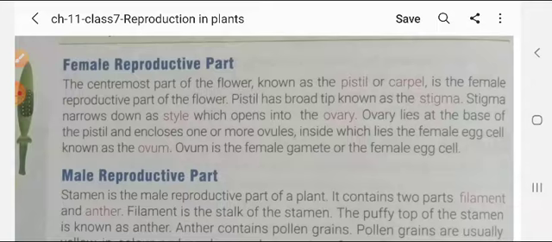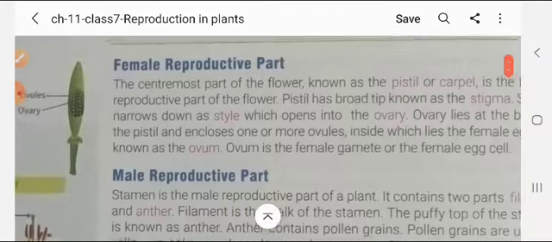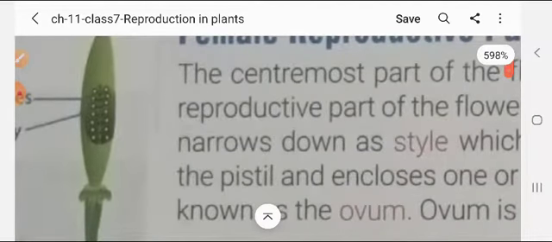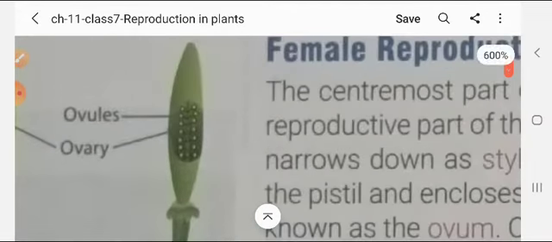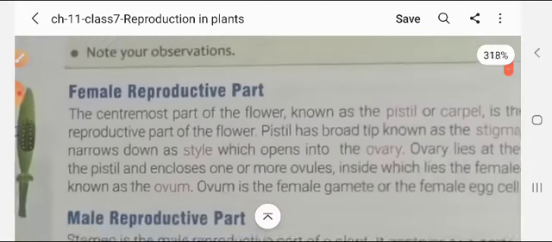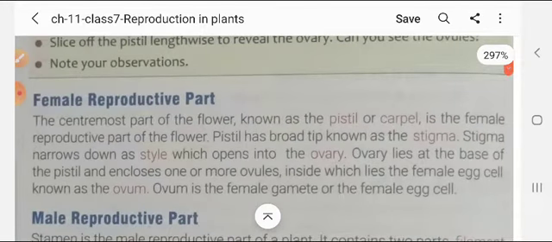So students, the ovary lies at the base of the pistil and encloses one or more ovules. You can see here inside the ovary, the ovule is present. Inside the ovule lies the female egg cell known as the ovum. Okay, students, ova is the plural form and ovum is the singular form.